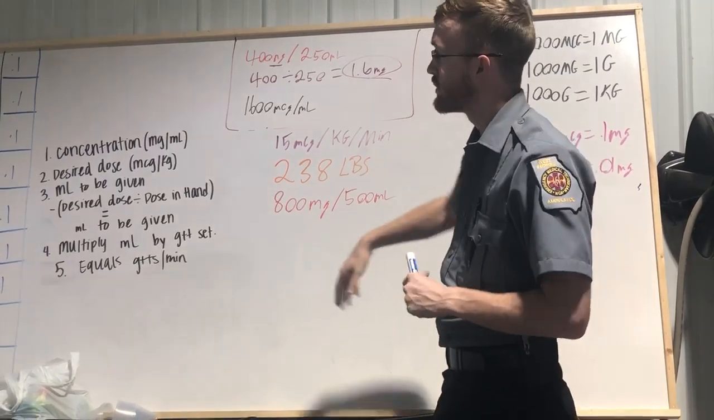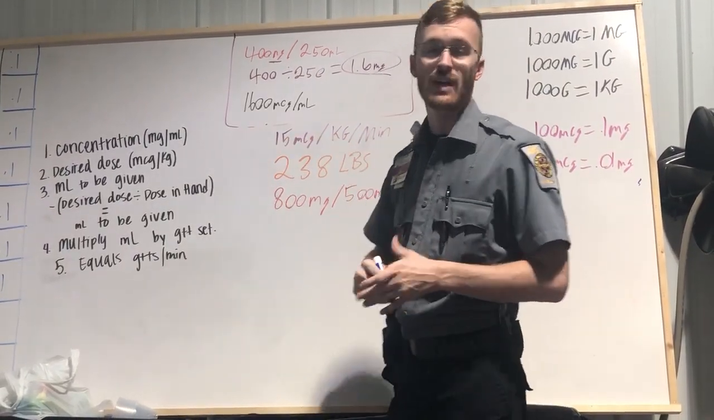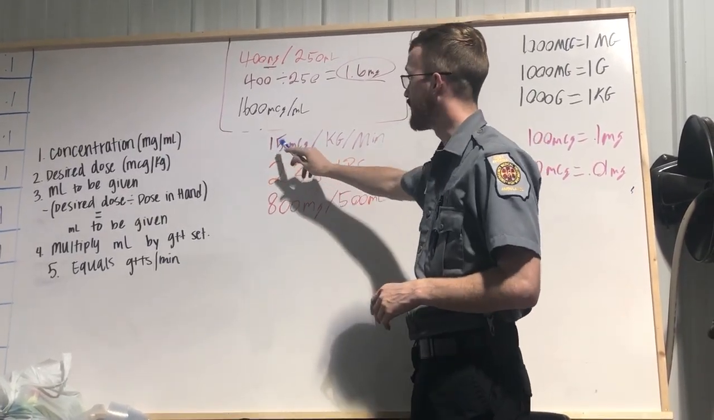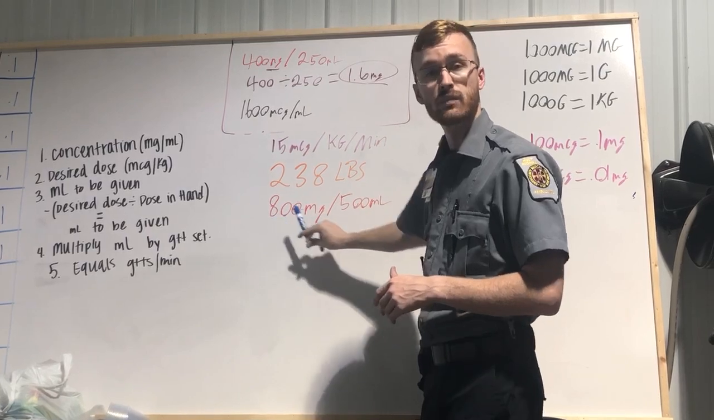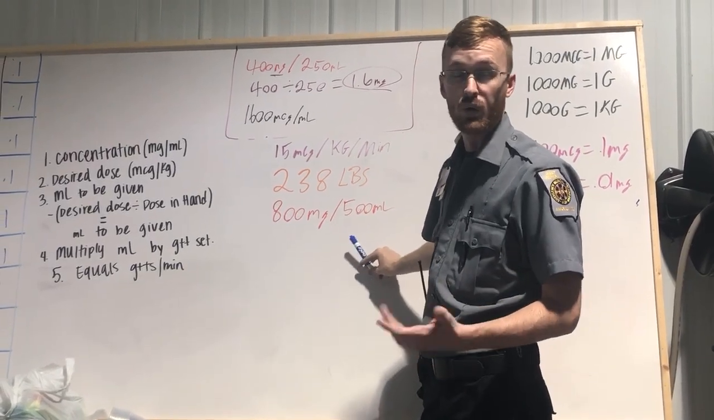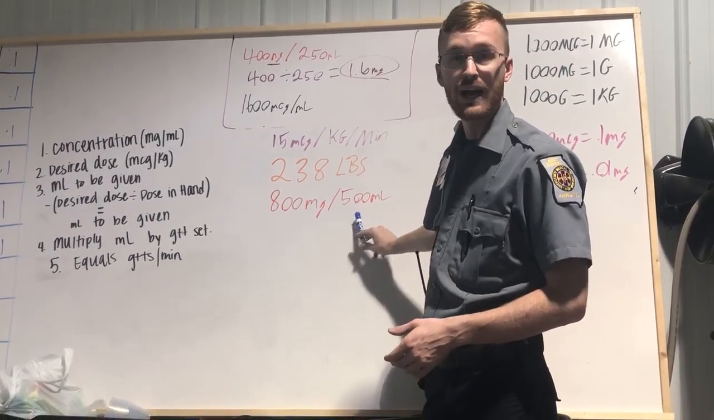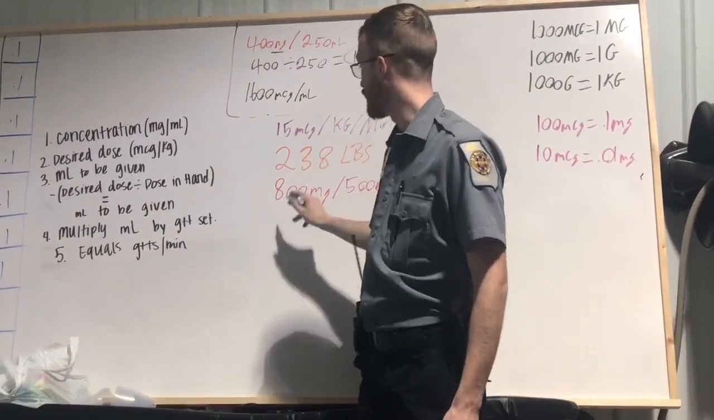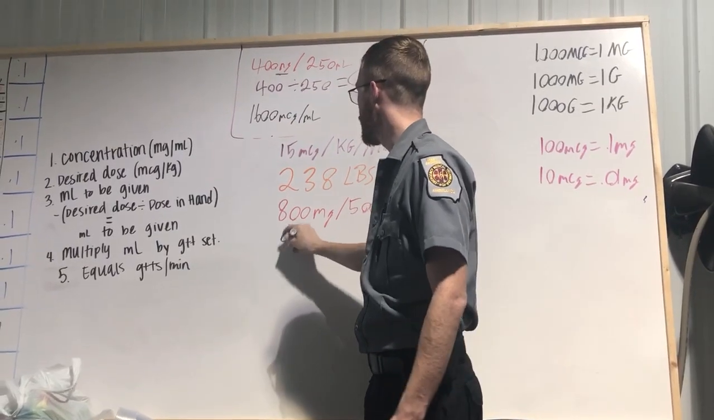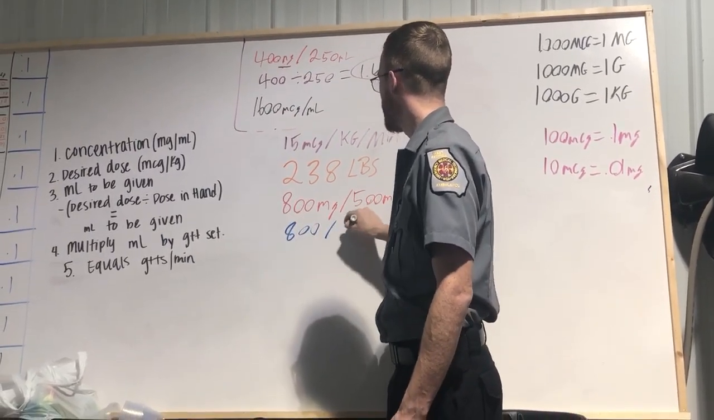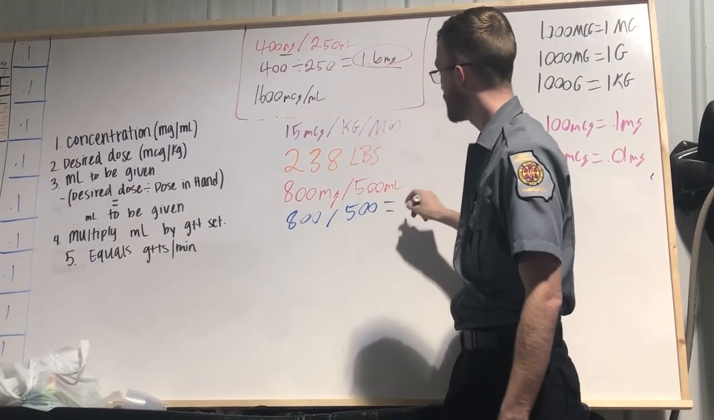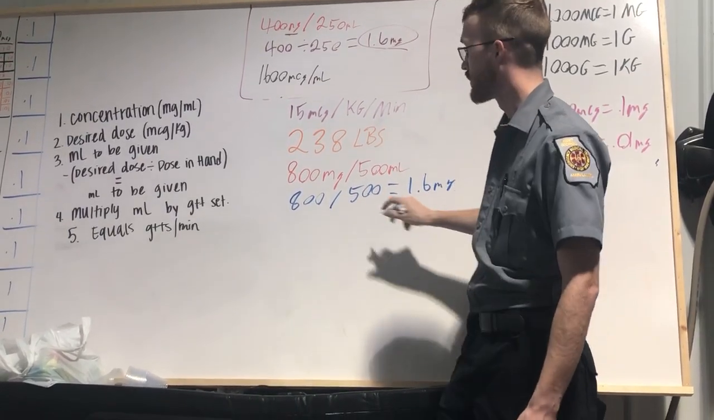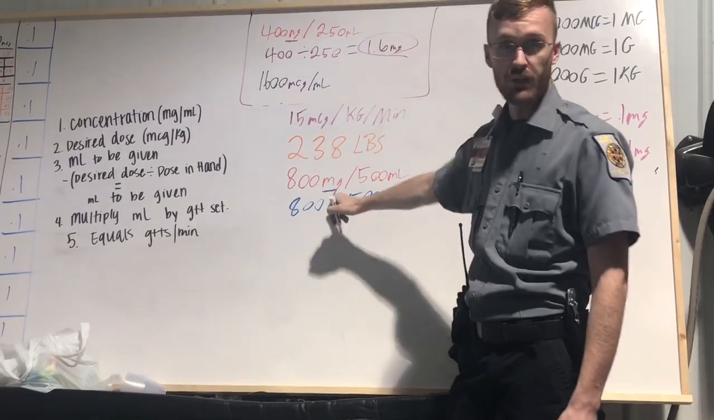So the very first thing that you need to do is you need to know your concentration, which is how many milligrams, how many micrograms you have in each milliliter. So what we're going to do with that is we're going to have 800 milligrams of dopamine or dobutamine in a 500 milliliter bag. So the way that you calculate this is you're going to do 800 divided by 500. So we wind up with 800 divided by 500, and that is going to equal 1.6 milligrams, because this right here is in milligrams.